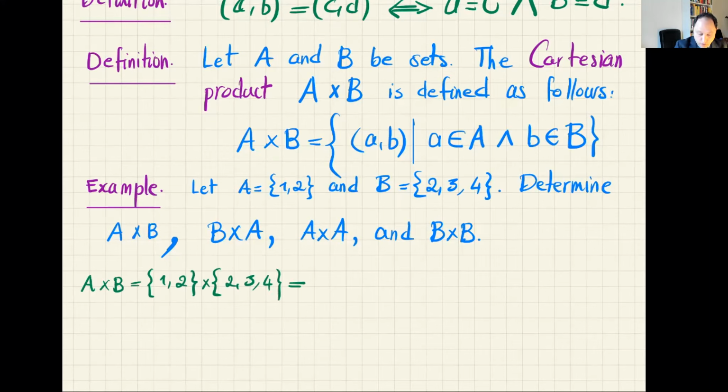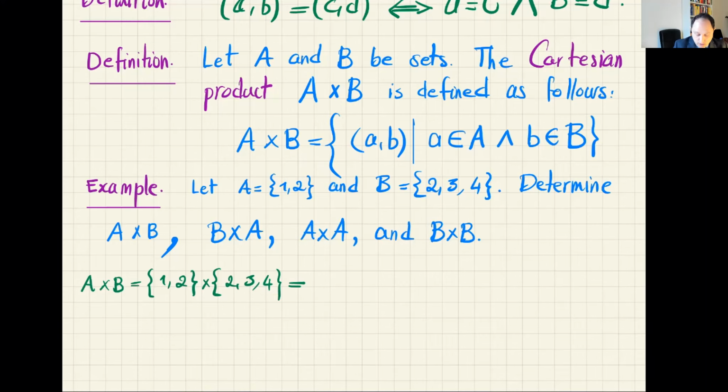Okay, so my goal is to multiply. Multiply is not a good word. I want to find the Cartesian product of A with B. It means that I need to write all ordered pairs so that the first component belongs to the first set and the second component belongs to the second set.